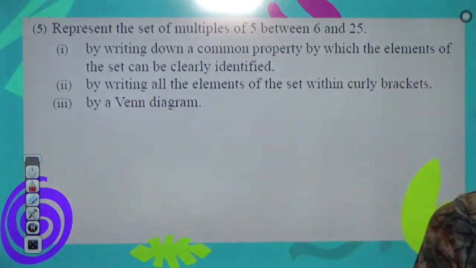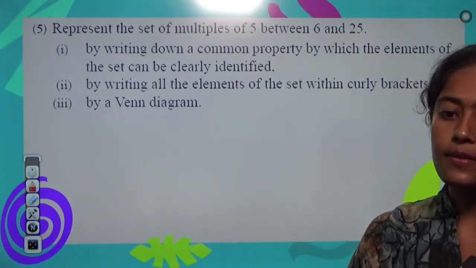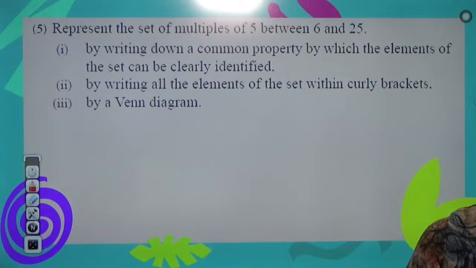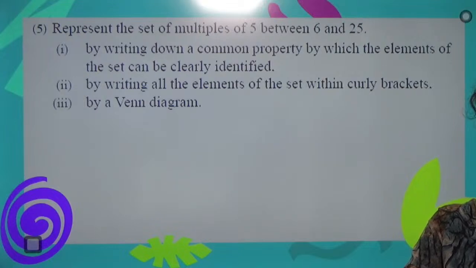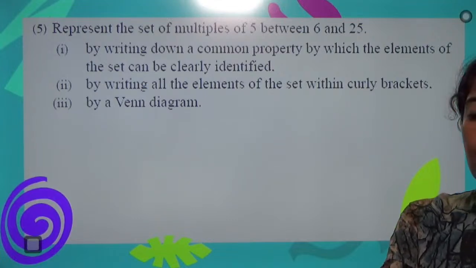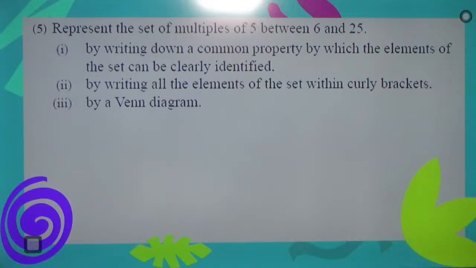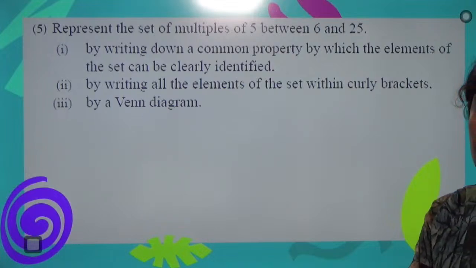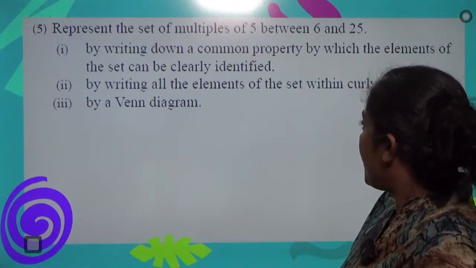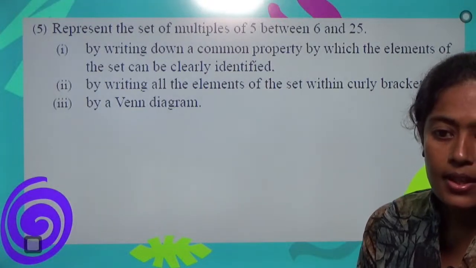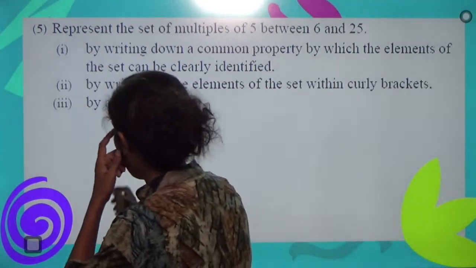Fifth question. Represent the set of multiples of 5 between 6 and 25. First one, by writing down a common property by which the elements of the set can be clearly identified. Next one, by writing all the elements of the set within curly brackets. Then third one, by a Venn diagram. They are asking all three methods we have learned last day, right? First one, how we can write? Same thing, we have to write within brackets. They haven't given a name, so we have to give a name for that one. I will take that one as A.